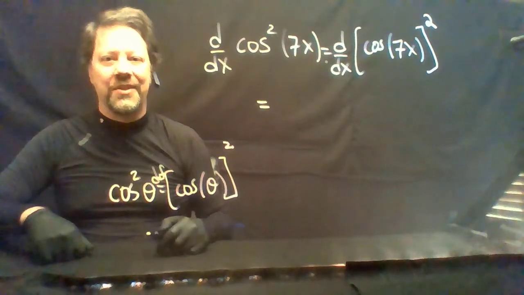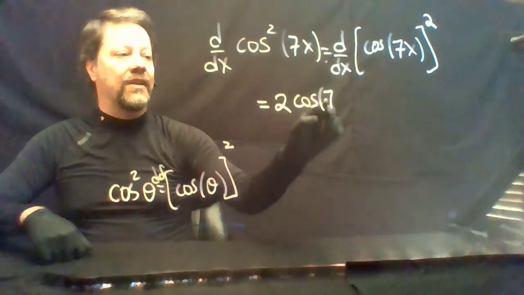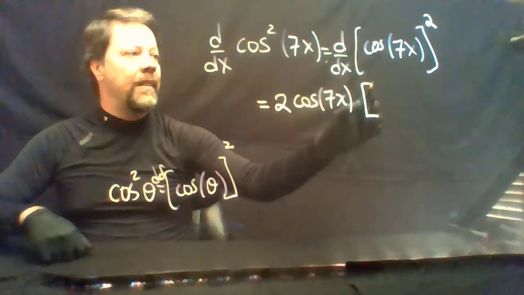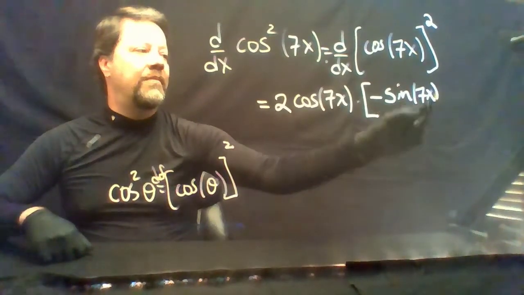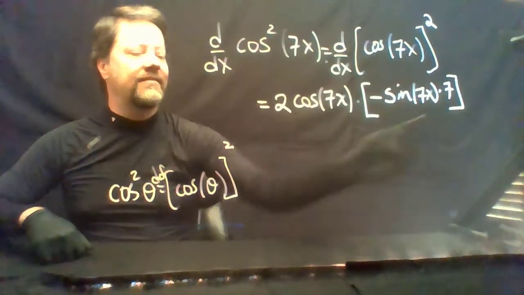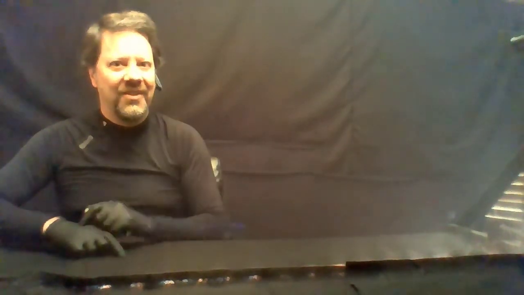So there will be two applications of the chain rule. We'll use the power rule first. 2 times the inside left alone times the derivative of the inside. I'll put a parenthesis here, and it'll be negative sine of 7x, but to that we must multiply the derivative of the additional inside, which is 7. Put a box around that and call it done. You'll be smart if you try these problems on your own, pause the video before I present the solution, and then compare your solution to mine.